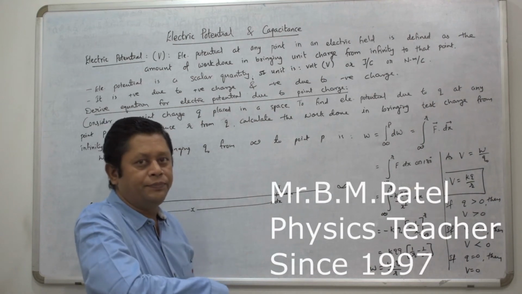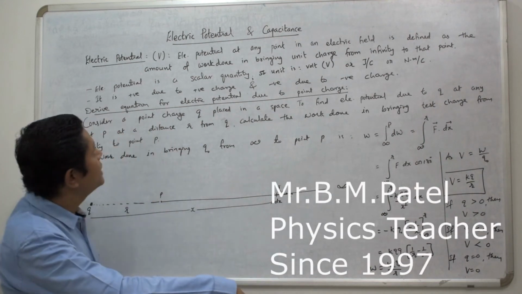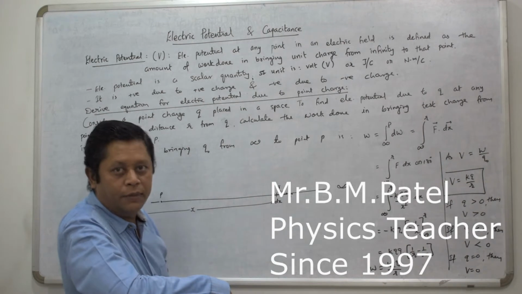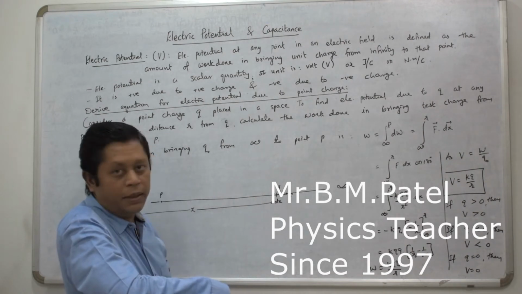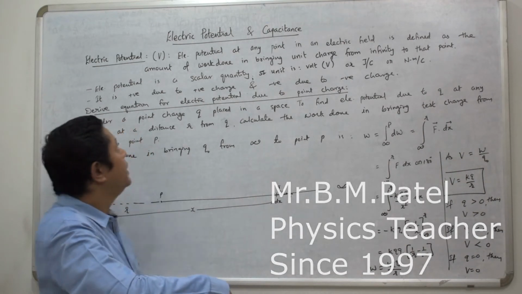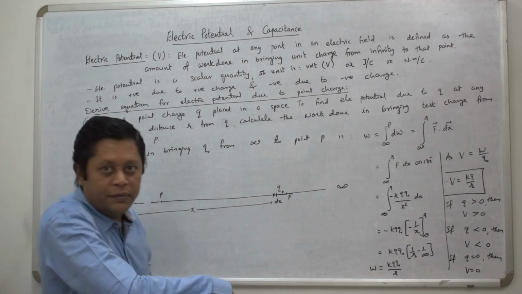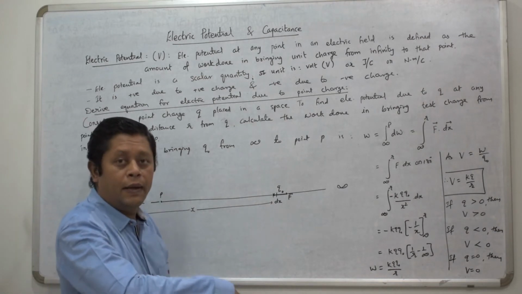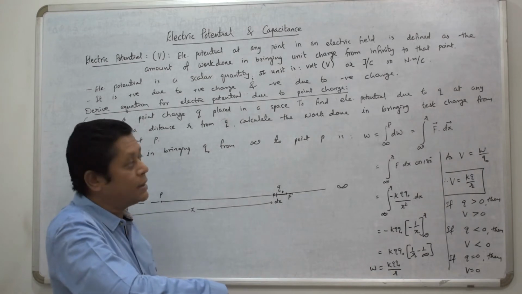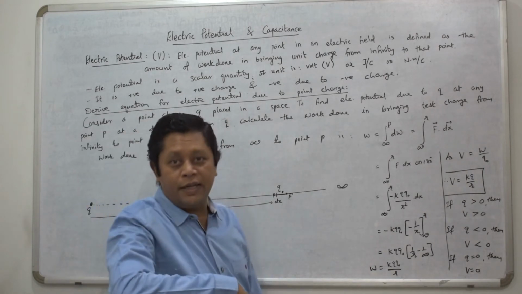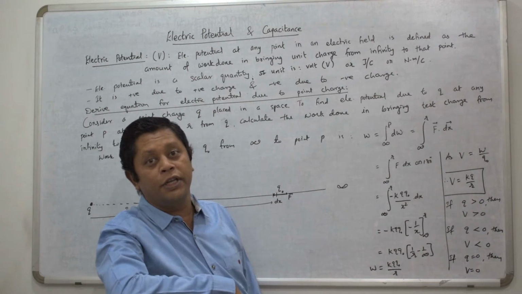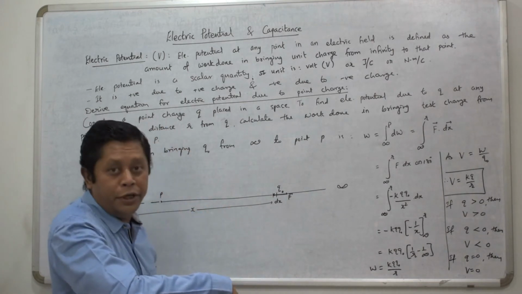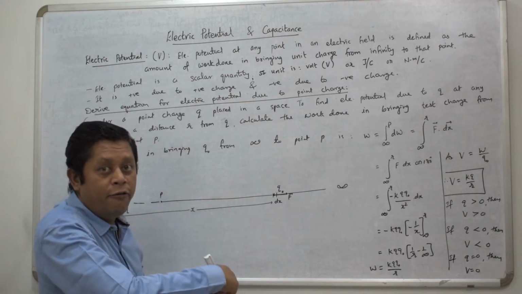Hello students, today we will discuss electric potential. This is the second chapter in electrostatics, electric potential and capacitance. Electric potential, like gravitational potential, which was defined as the amount of work done in bringing unit mass from infinity to any point in a gravitational field.